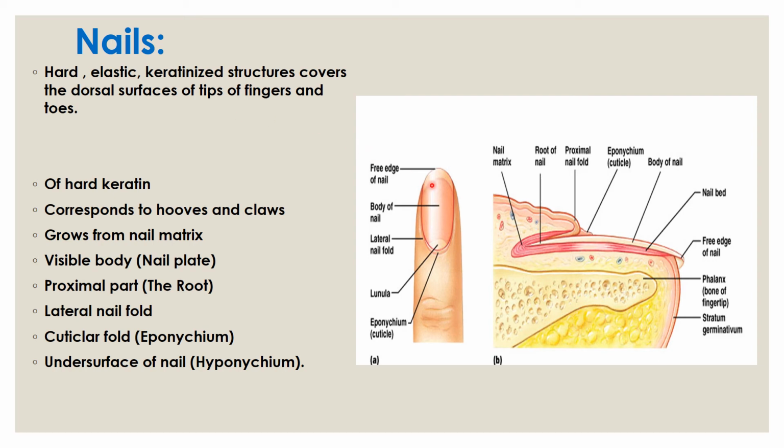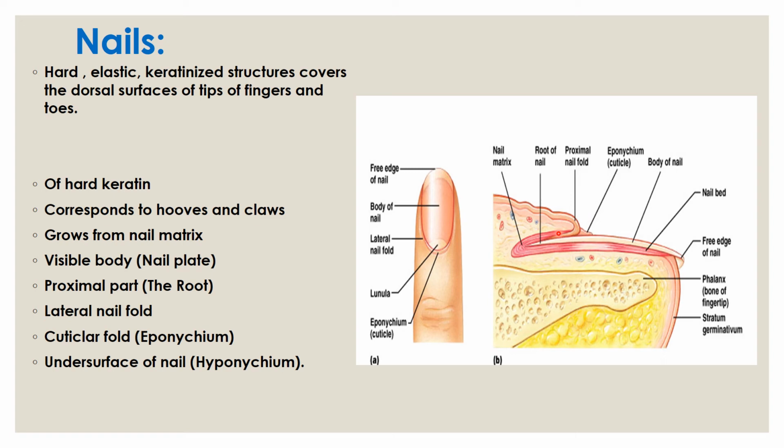And nails, they are also one of the appendages of the skin. They are hard keratinized structures, and they cover the dorsal surface of the tips of the fingers and the toes. This is the free edge of a nail, the body of the nail. These are the lateral skin folds, and this area is the root of the nail. This root of the nail is covered by a layer of the skin, the proximal nail fold, and this smaller fold of the skin is called the cuticle.